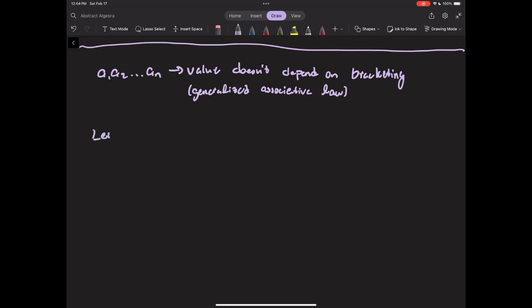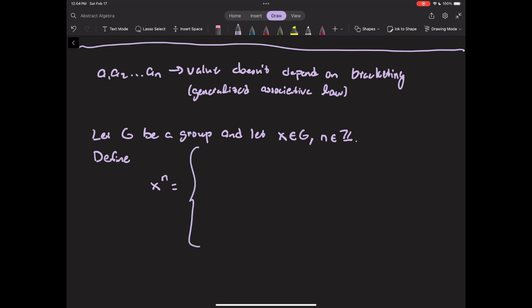So let G be a group, and let X be an element of the group. And let N be some integer. Then we define X to the N to be, well, based on our intuition, it should be X times X, all the way up to this, N times, when N is positive.